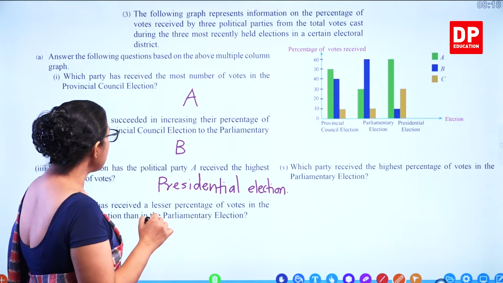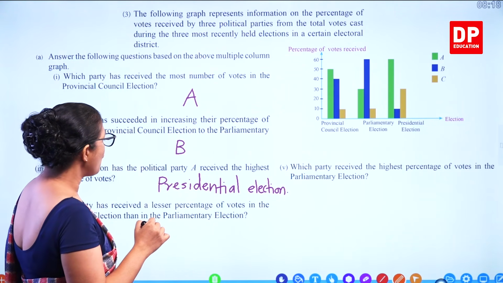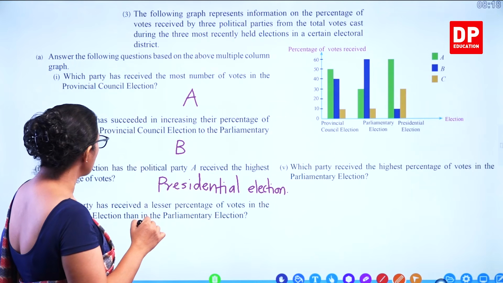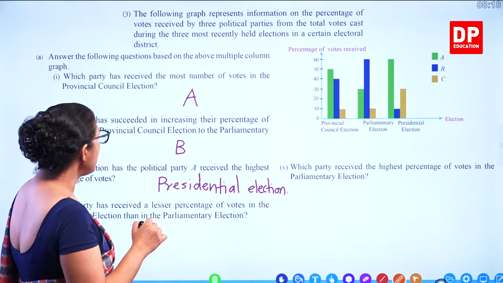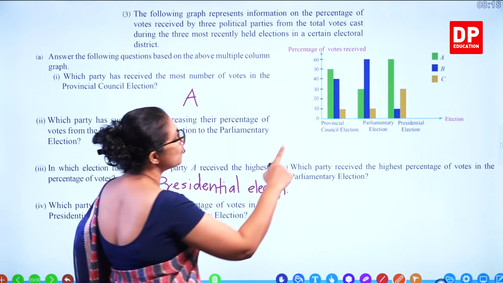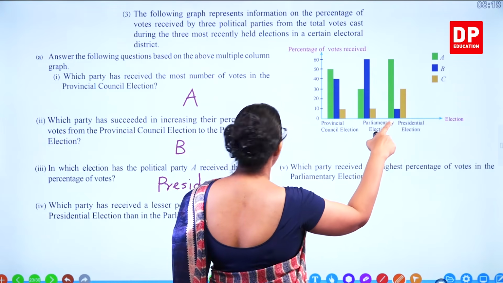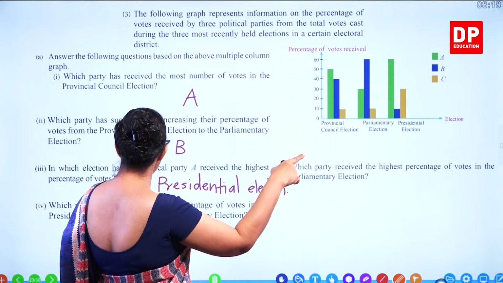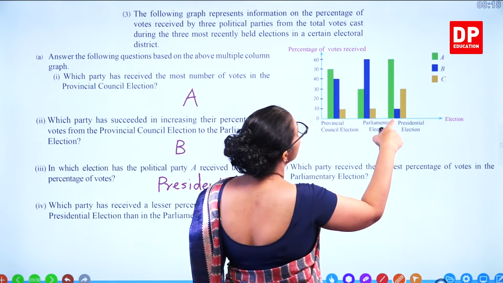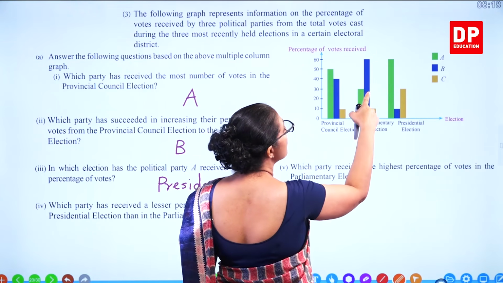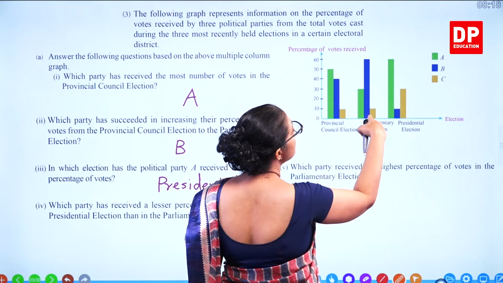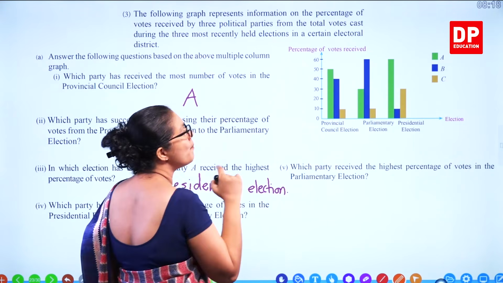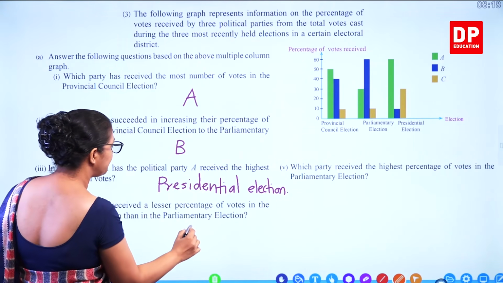Which party has received a lesser percentage of votes in the presidential election than in the parliamentary election? You have to look at these two. Here the green one increased, the blue one decreased, and this is also increased. So the blue party, that's B.